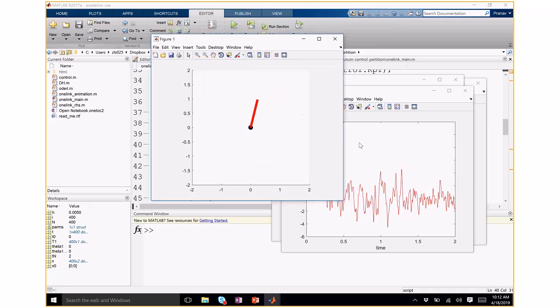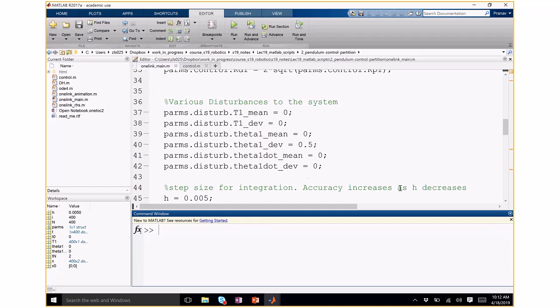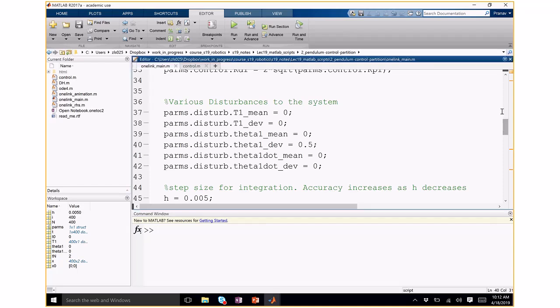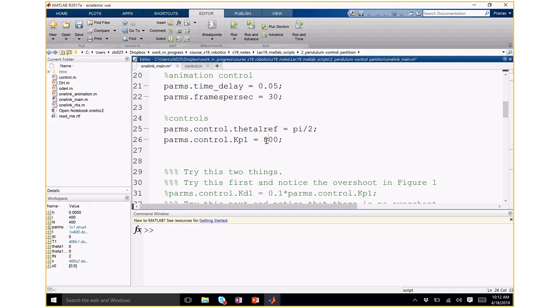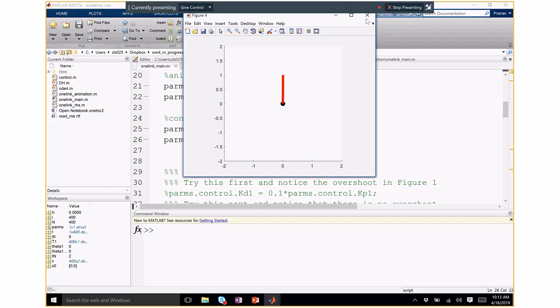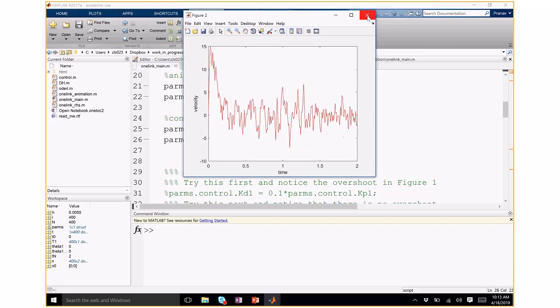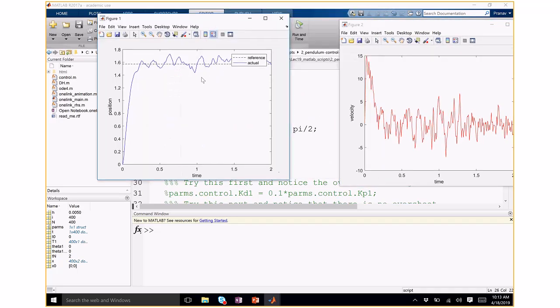I overwrote the position, but it's all shaky because there's noise, and so it's actually on the verge of getting unstable because you saw that it was shaking. If you raise it to 800, I think it'll go unstable. Let's see. So this is introducing noise in the system, simulating an actual system. Close this. This is velocity, and you can see that it tries to track position, but it's noisy.